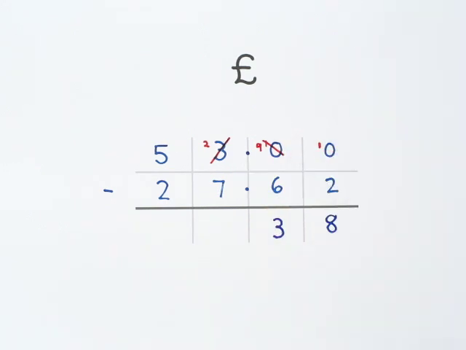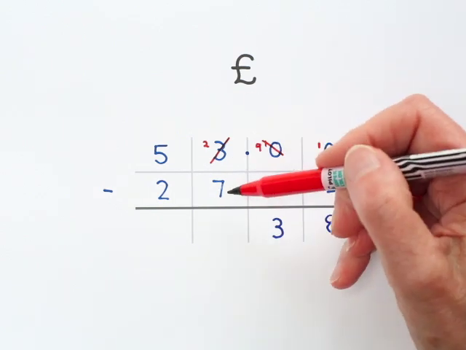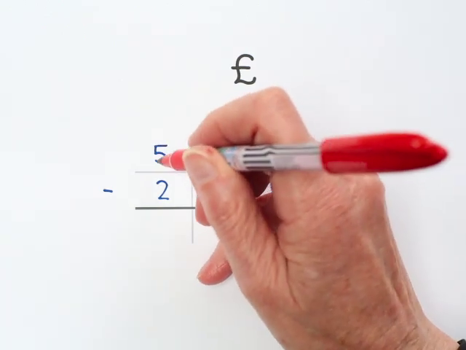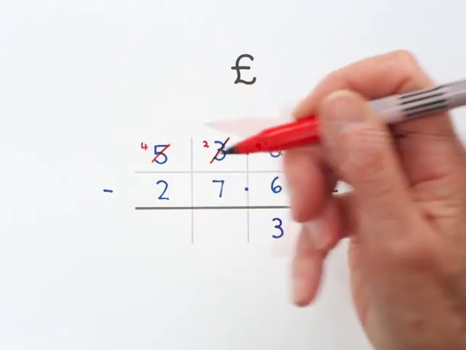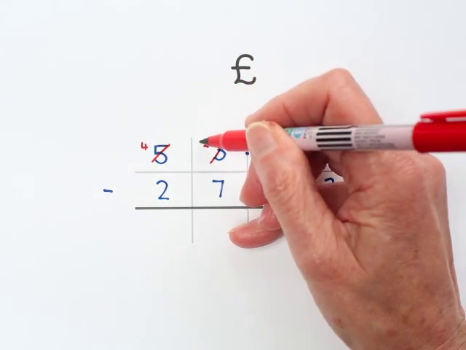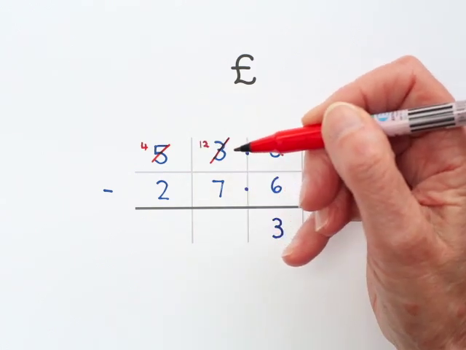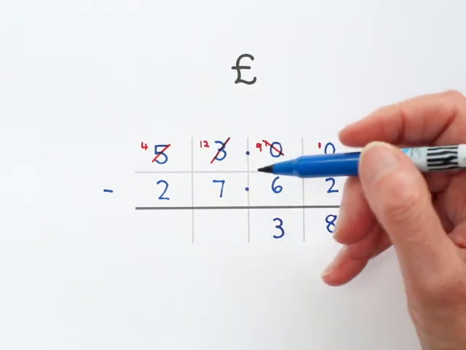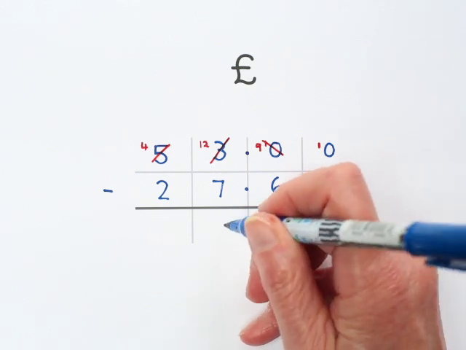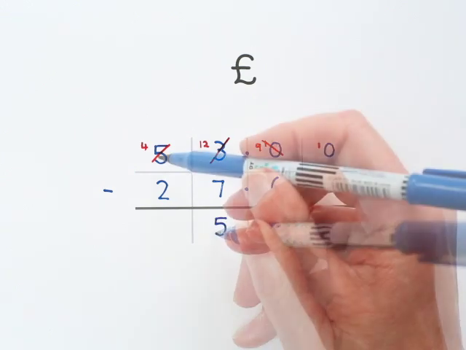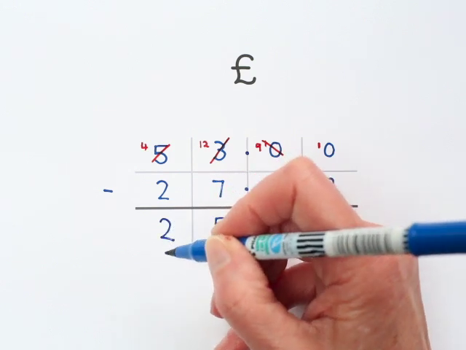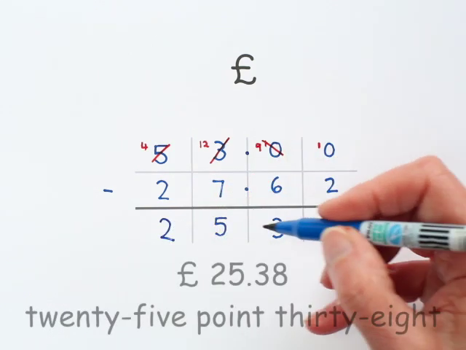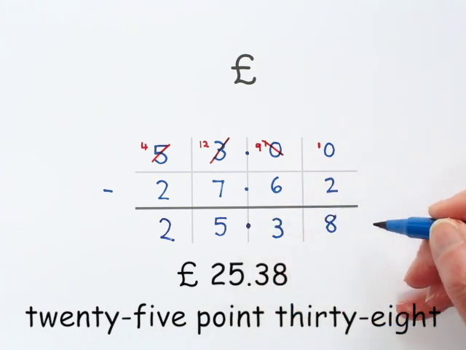And now we've got a problem again. 2, take away 7, you can't do, so you go to this column, take 1 away from the 5, which is 4, and put it as a little 1 beside the 2. Now we're okay. 12, take away 7 is 5. 4, take away 2 is 2. So that's the answer. Oops, we've forgotten to put a decimal point under the others. £25.38p.